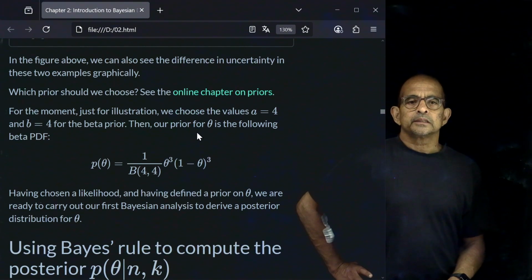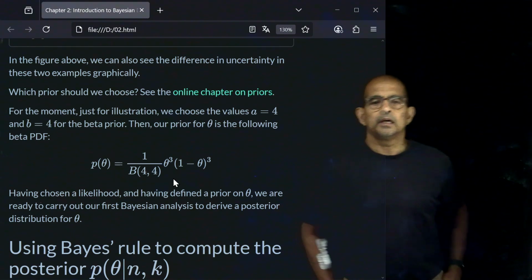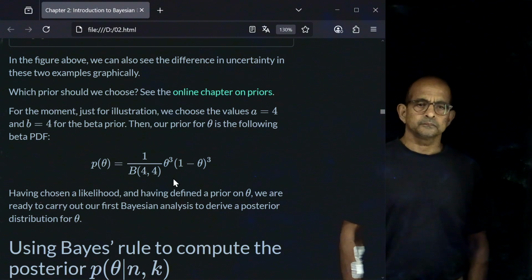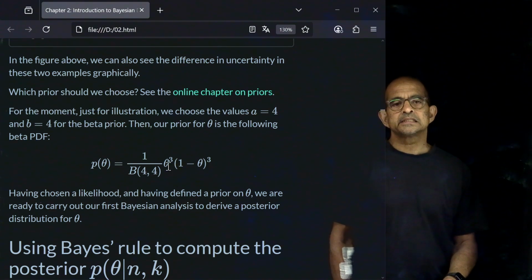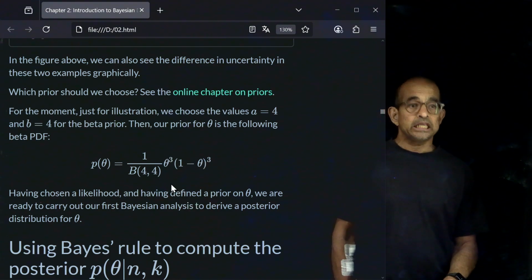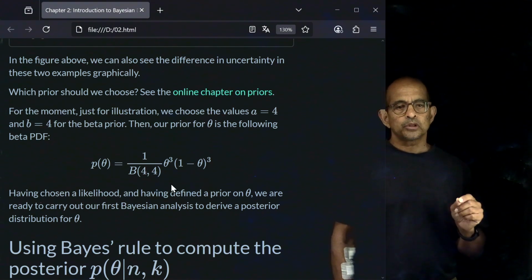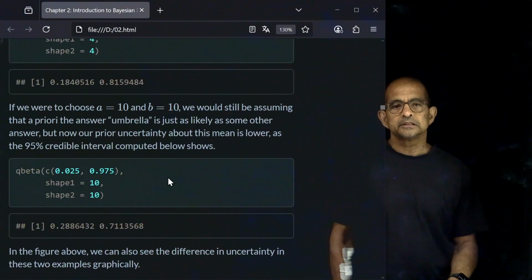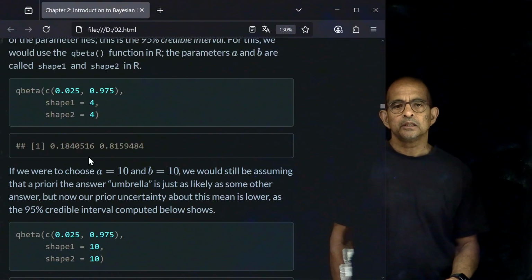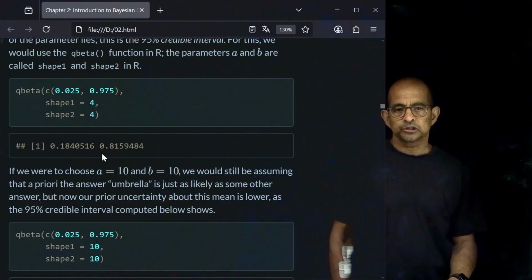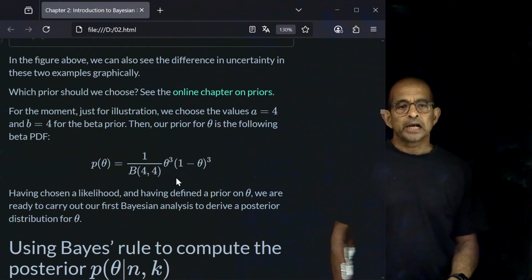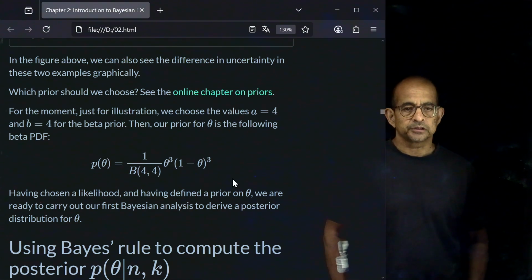Okay, so now the kernel of the beta distribution is defined as theta^(A-1) times (1-theta)^(B-1). If I were to choose A equal to 4 and B equal to 4, so that's this prior here, right? This prior here with this 95% credible range for the prior distribution of theta, then the prior distribution that I'm assuming for theta is this term here. Okay? That's what I've got as my prior distribution.